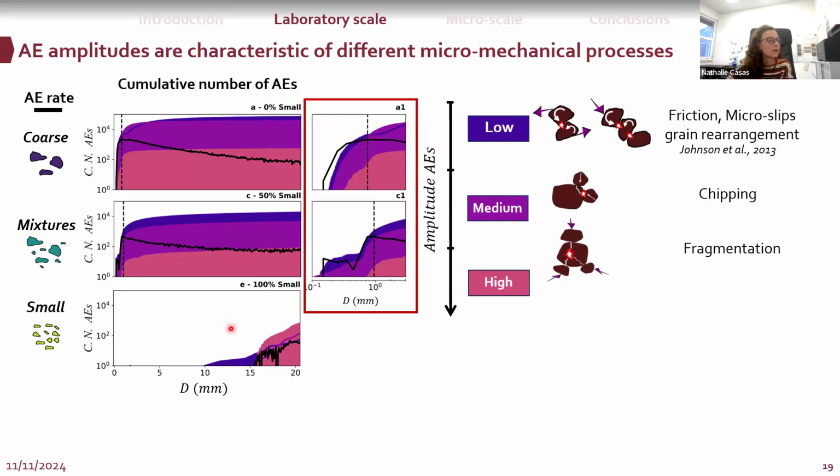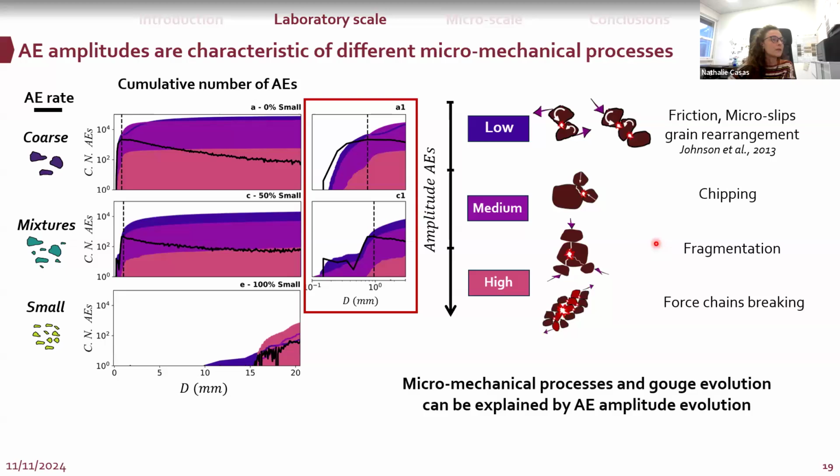In the case of initial small particles, here we have very high amplitude acoustic emissions that in this case correspond to stress drops. So we have mainly maybe force chains breaking. So obviously all these mechanisms happen together, it's not one at a time. And so it's difficult to isolate everything, but all these different amplitudes can correspond to different micromechanical properties and tell us about gouge friction evolution.